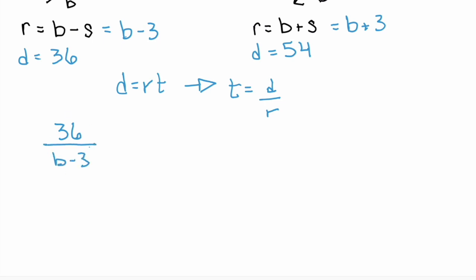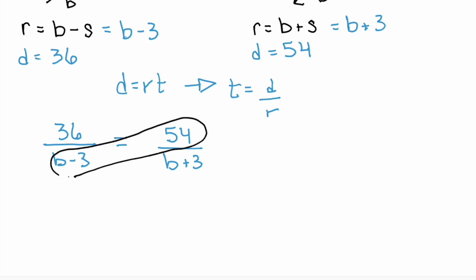That's the time to travel upstream because time is distance over rate. And the time to travel downstream is going to be 54, the distance, divided by B plus 3. And we know that the time for each of these trips is equal, so these two rational expressions must be equal. And since we have a rational expression equal to a rational expression, we can cross multiply.